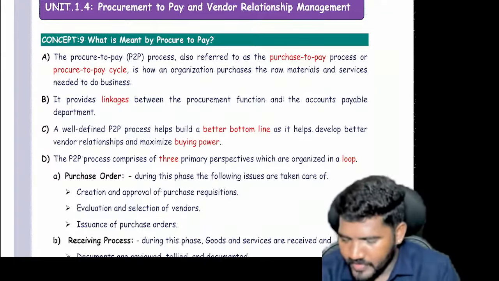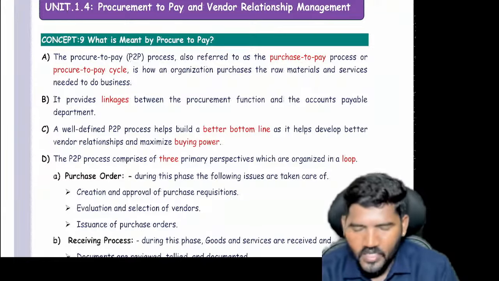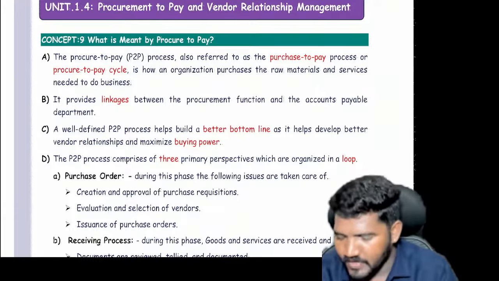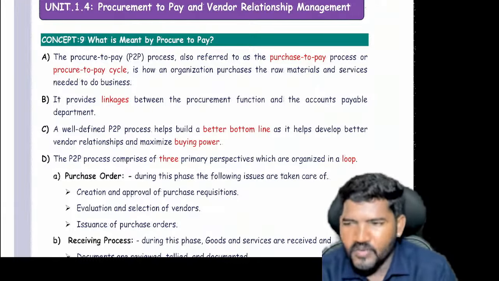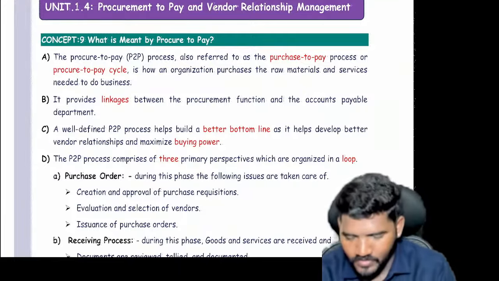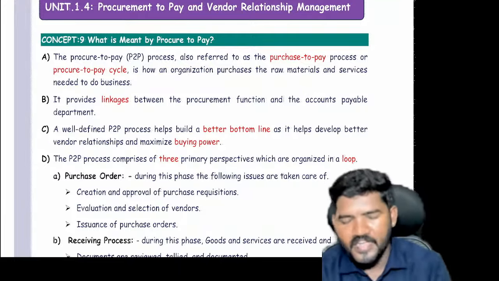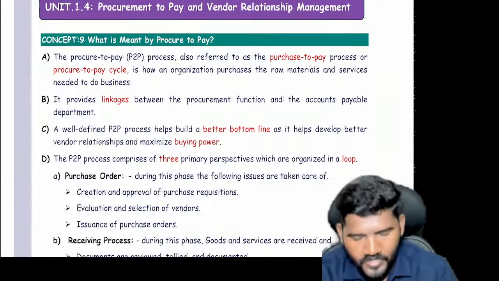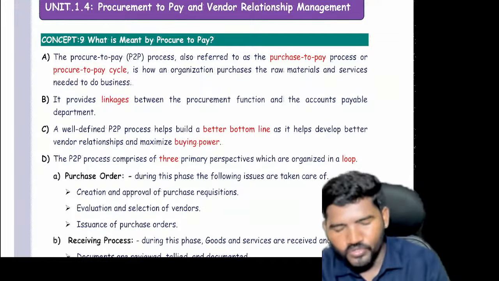And also there is vendor relationship management. If you put a good relationship with the vendor, it is helpful for your organizational growth. So this is the basic concept. What is procure to pay? Simple credit purchase. What is vendor relationship management? If you have a good relation with the vendor, it will help the growth of your company.